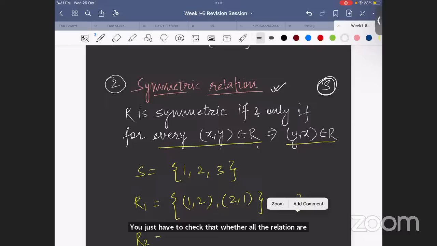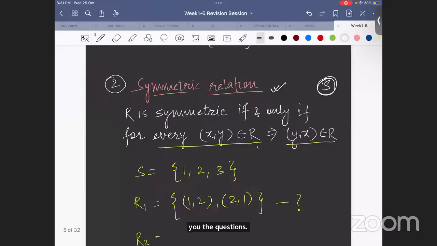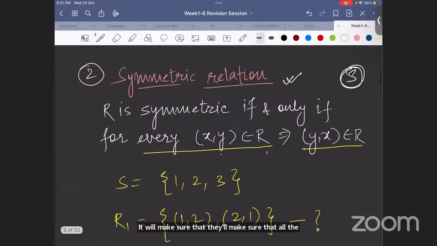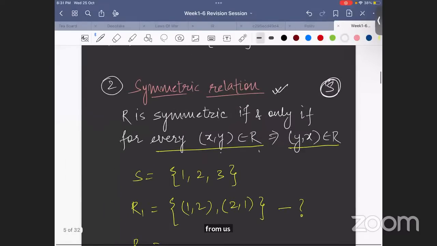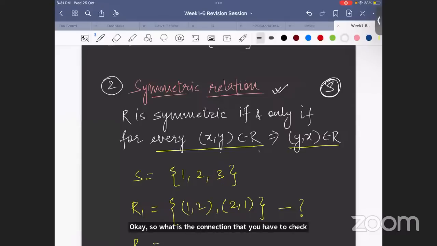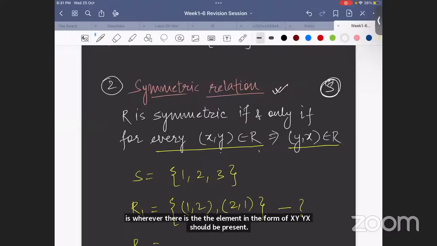You just have to check whether all the relations in R come from S, and you need not even check that, because whoever is giving you the questions will make sure all the elements present in R come from S. The only condition you have to check is that wherever (x, y) is present, (y, x) should be present. If (1, 2) is present, then (2, 1) should be present.